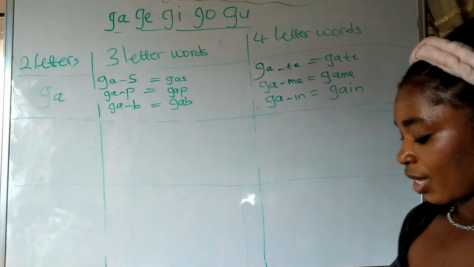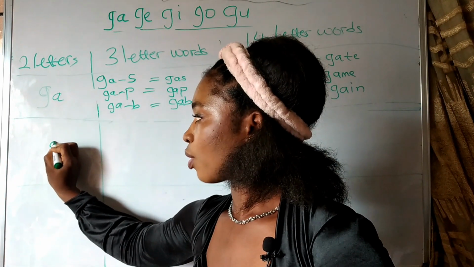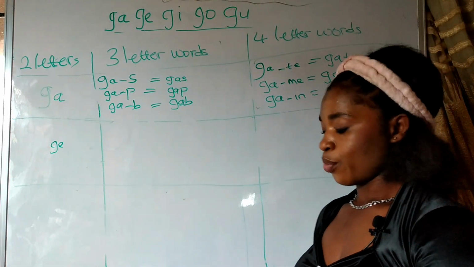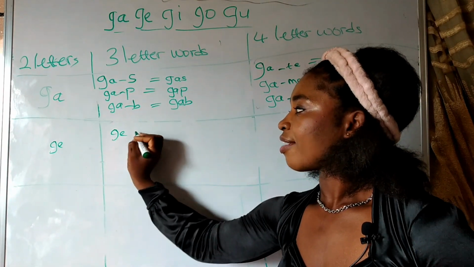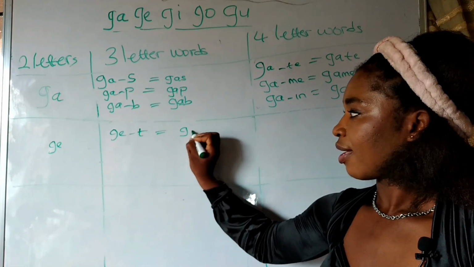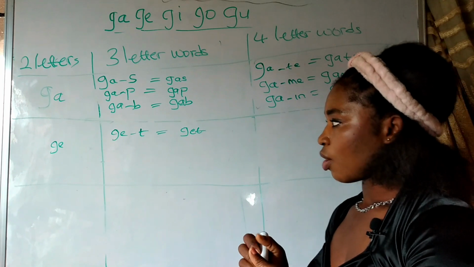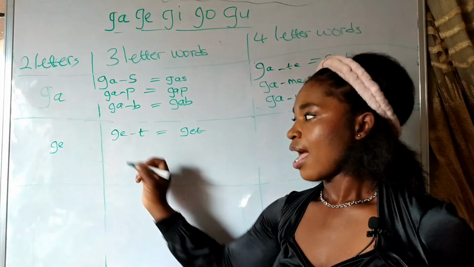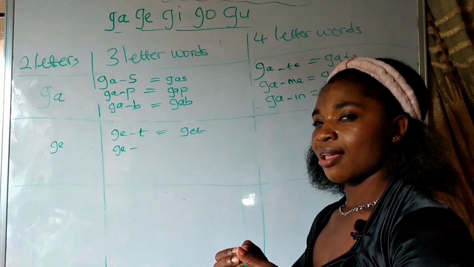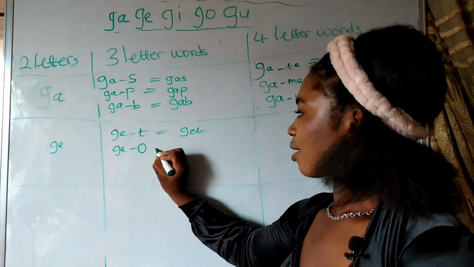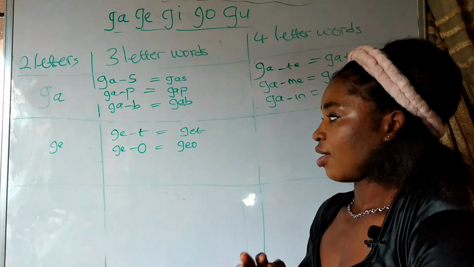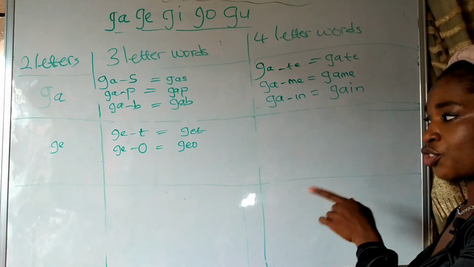All right, let's proceed. Now the next one is the ge sound. For the ge sound, we're gonna be adding, give me your letter. I added letter T, and that gave me get. So this is my 3-letter word. I can equally have ge, then I can add letter O, and that's gonna give me geo, for geography. This is the short form of geography.